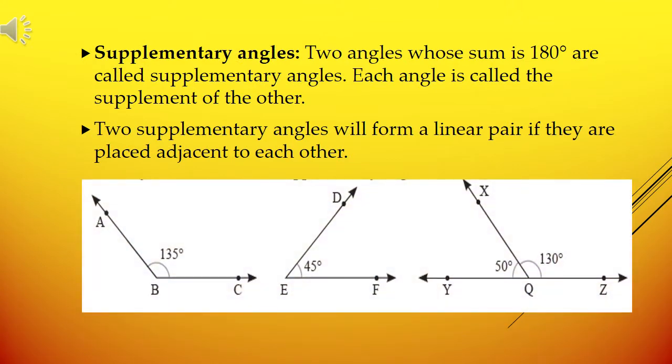Then comes supplementary angles. When the sum of two angles is equal to 180 degree, then the angles are said to be supplementary to each other. For example, if you have an angle of 135 degree, then the other supplementary angle will be 180 degree minus 135, that is equal to 45 degree.